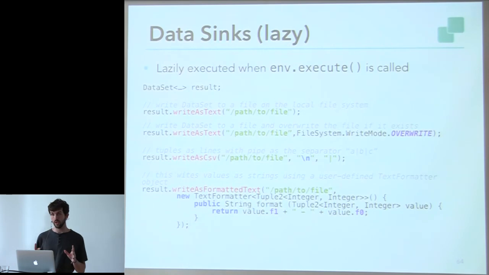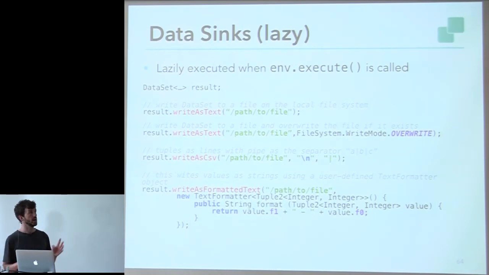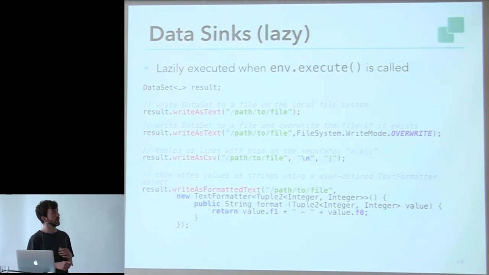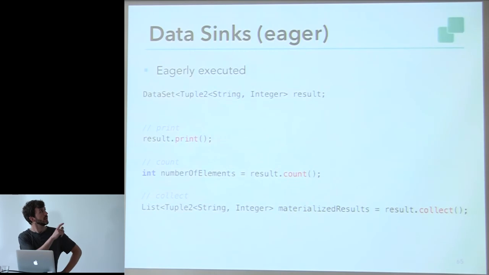As I mentioned, usually operations or sinks are lazy in Flink, so they are not executed unless we call execute on the environment. So if you just specify this, it will do nothing. You'd have to do an execute. But then there are the eager ones.